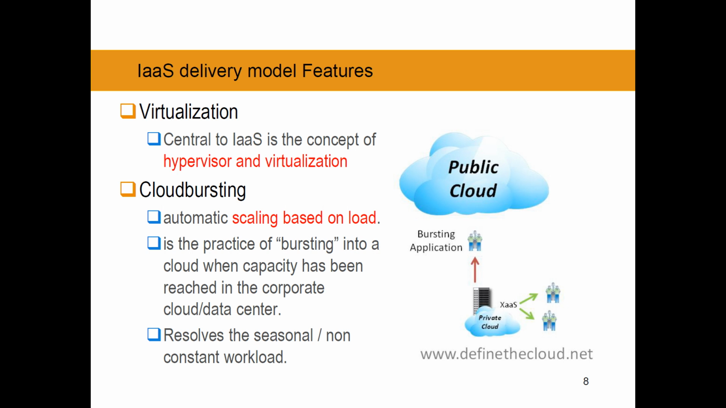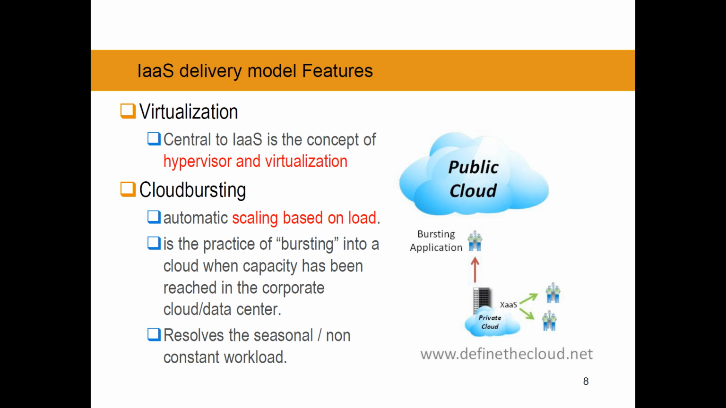And then cloud bursting. It can be automatic scaling based on the load. This one is the best option for users who do not have a consistent workload. The workload maybe can increase rapidly or decrease rapidly. Cloud bursting, okay, is the practice of bursting into a cloud when capacity has been reached in the corporate cloud or data center. It resolves the seasonal, non-constant workload.